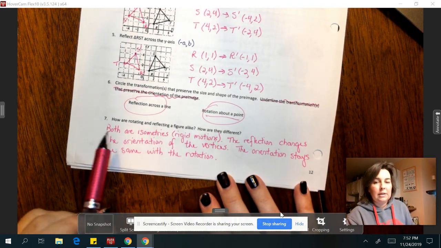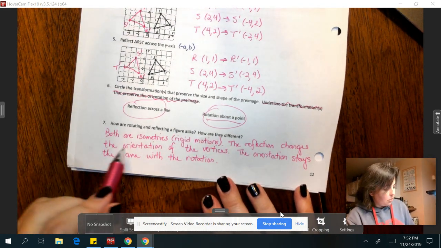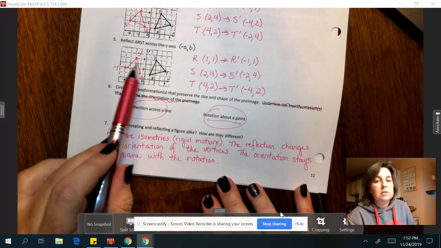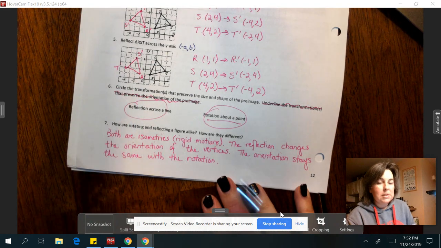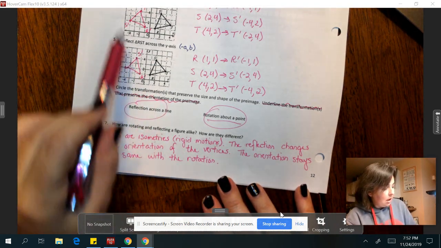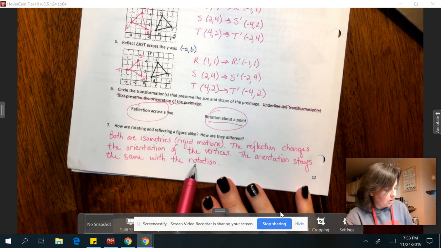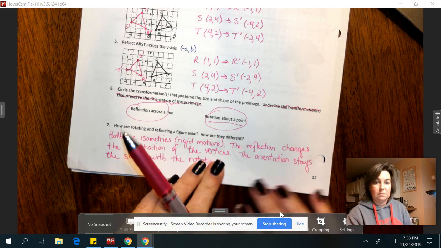So I wrote that kind of down here in my own words. Both are isometries, which means they're rigid motions. We have congruent triangles. We made the exact same size and shape of triangle in the pre-image and the image. The reflection changes the orientation of the vertices, and the orientation stays the same with the rotation.